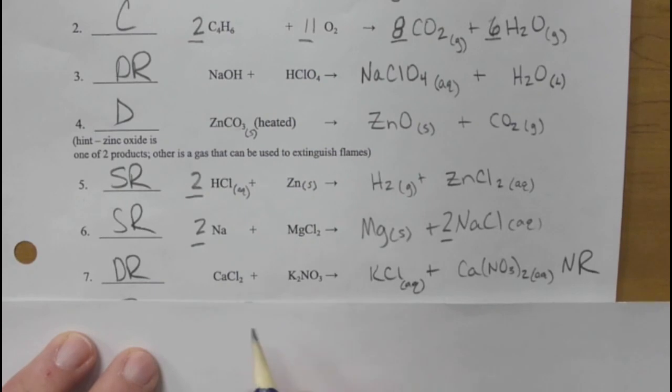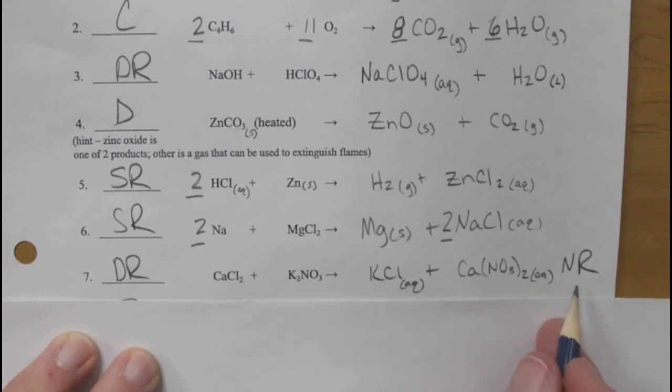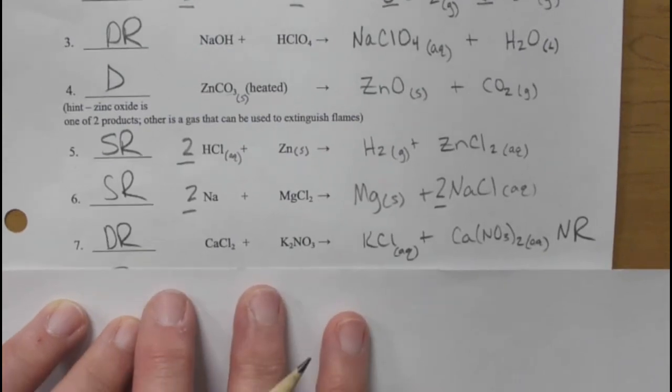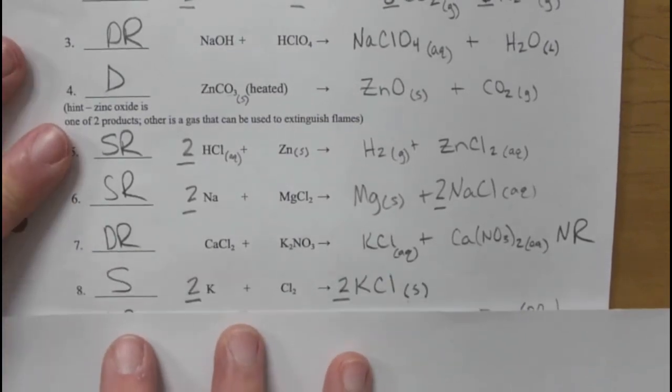Number 7, double replacement. So when the calcium and potassium trade places, now I have potassium chloride, which is aqueous, and calcium nitrate, which is aqueous. So we have 2 aqueous solutions. So therefore, this has to be no reaction. We don't need to bother balancing it because it's not actually a reaction.